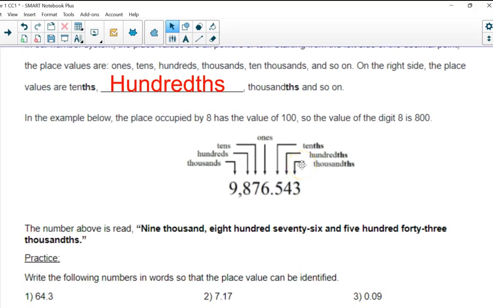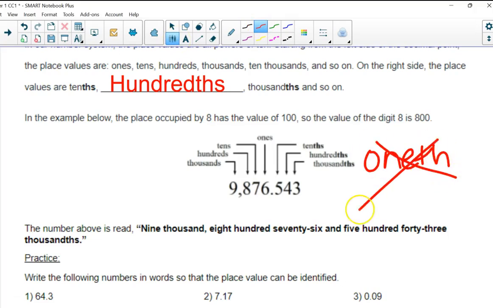Another thing I want you to notice is that they have the same pattern going each way. So again, let's focus on our decimal point. Let's go to the left. We have ones, tens, hundreds, thousands, 10,000s, 100,000s, millions, and so on. If we go to the right, we have tenths, hundredths, thousandths, 10,000ths, 100,000ths, millionths, and so on. The only difference is that behind the decimal point, we don't have a place value that's labeled a oneth.